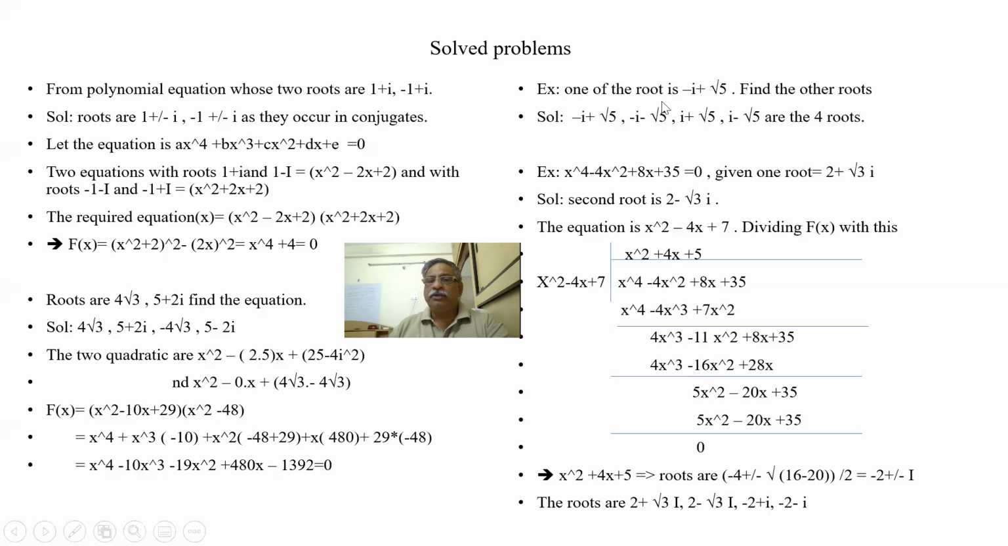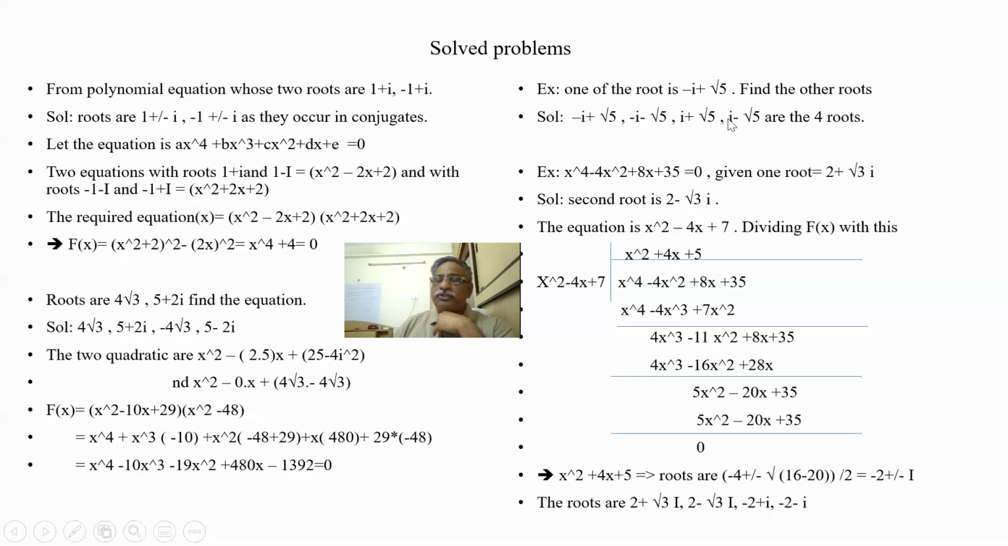Now, one of the roots is given, find the other roots. So minus i plus root 5 is given. So root 5 minus i is one root of a quadratic equation, so root 5 plus i also will be a root. Since root 5 is there, minus root 5 also is a root. So minus i minus root 5, and i minus root 5. If i plus root 5 is a root, then i minus root 5 is also a root. So we have 4 roots. From one root, we got 4 roots.